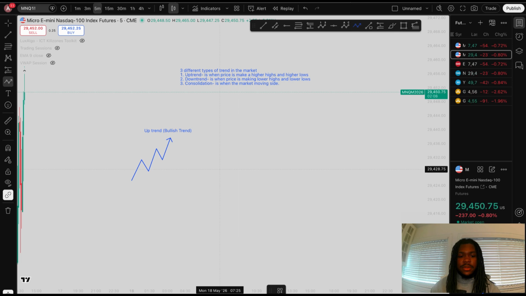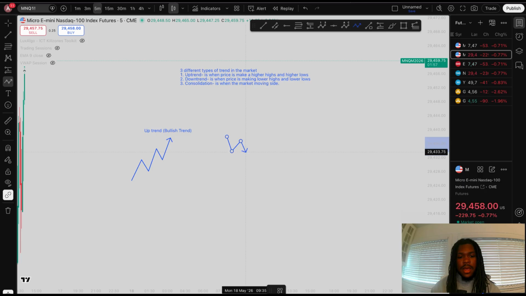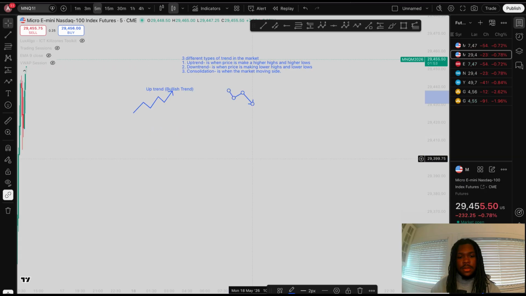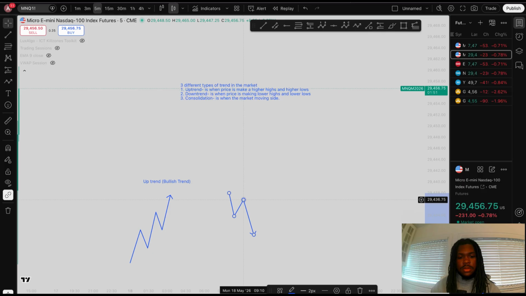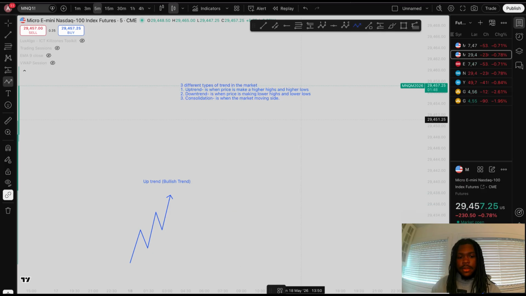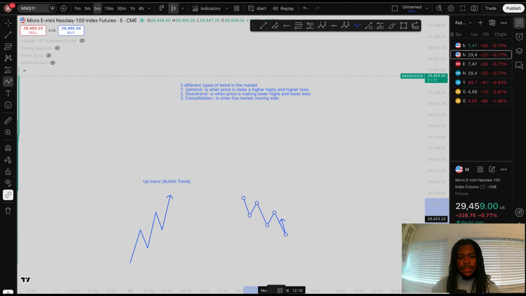Okay. So downtrends look pretty similar. You're just starting from the upside most of the time. Upside, high, low, lower high, lower low. So let's try it again. Let's try this one more time. So you have high, low, lower high, lower low, lower high, and so on and so forth. Let's move this over here.